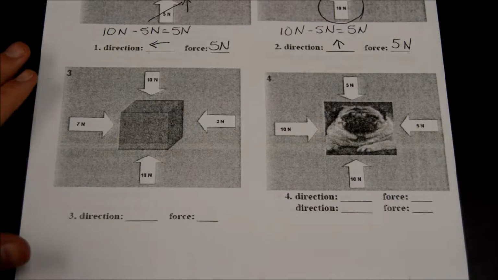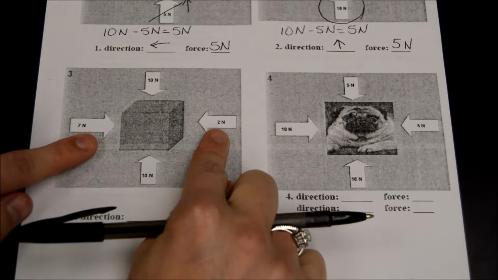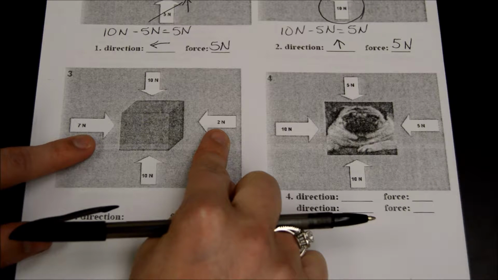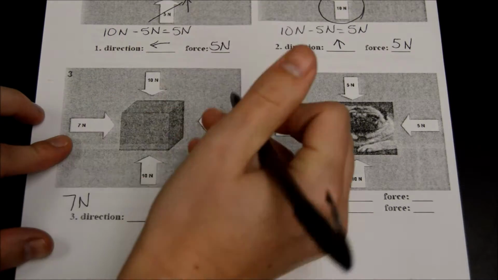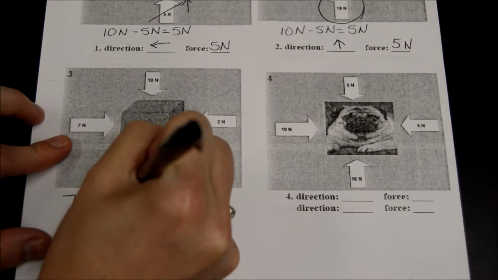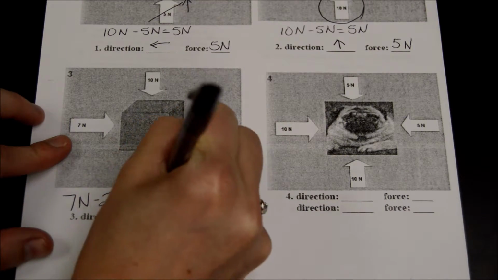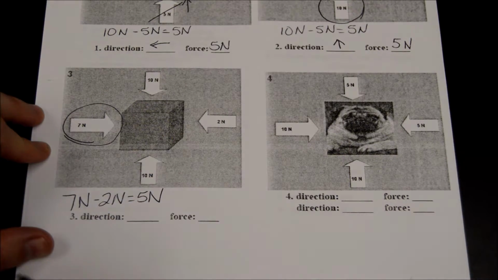Okay, so number 3, to work it out, we can start with our left and right arrows. They are working in opposite directions, so we're going to subtract. So we have 7 newtons minus 2 newtons, and that's going to equal 5 newtons. This was our larger arrow, so it's going to be moving in that direction to the right.